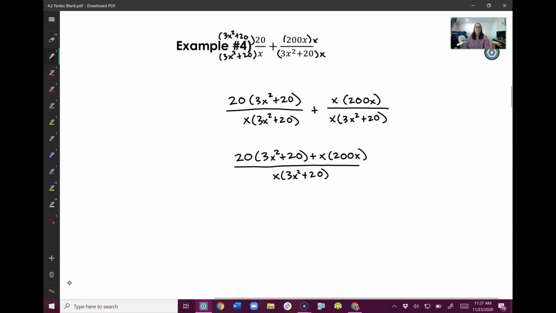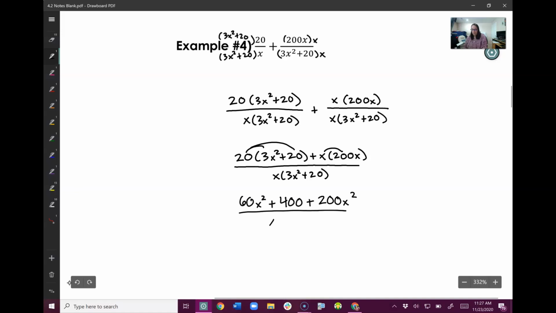And now I need to simplify my numerator. Now remember, order of operations from junior high. Multiply comes before add. So I need to multiply these before I can add them together. So that's what I'm going to do. 20 times 3x squared is 60x squared. 20 times 20 is 400. Plus x times 200x is 200x squared.